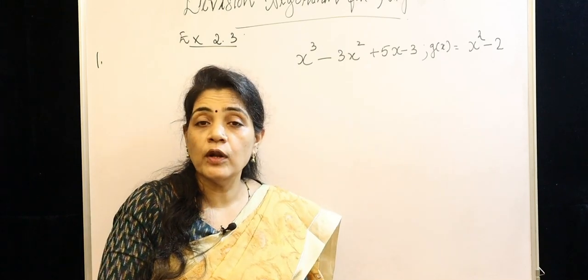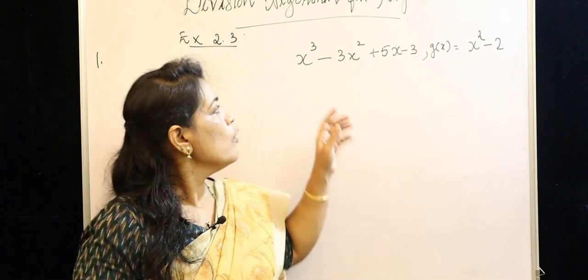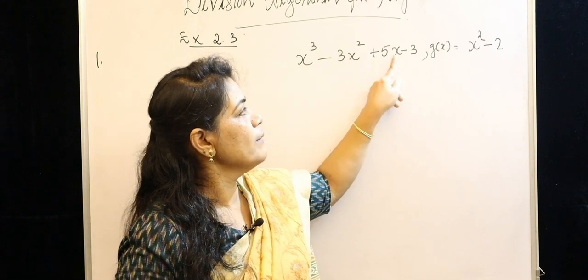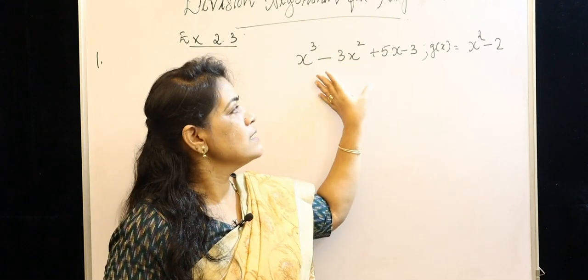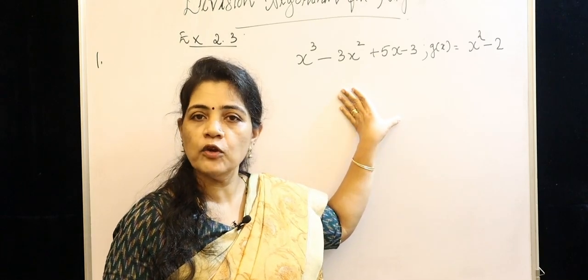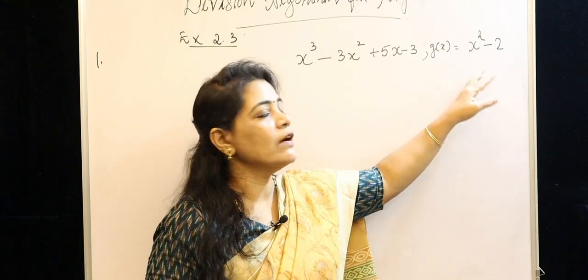Okay, that means a cubic polynomial will have 4 terms, 3 plus 1 terms. So the x cube term, x square term, x term and constant, 4 terms are here. This is the general standard form of a cubic polynomial. The p of x is in a general form. Then let us see what about g of x.